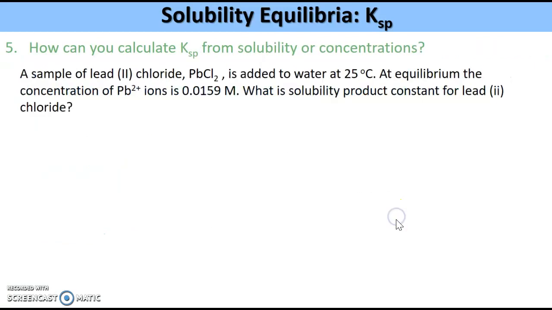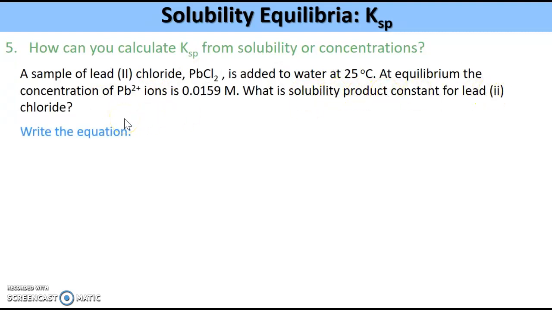Alrighty, almost there. Last one, number 5. If you're given the solubilities, you should be able to find KSP. So we're just doing the exact reverse of number 4, and we're solving for KSP. So let's have a read of this problem. They've given us some lead chloride. At equilibrium, the concentration of lead-2 ions is 0.0159 molar. What is the solubility product constant? And when you see that, SP, that's KSP they're asking us for lead-2 chloride.